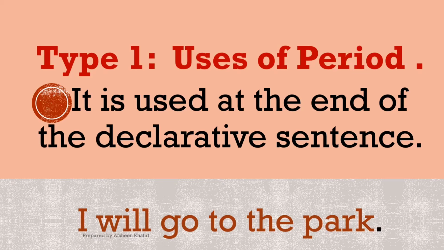Type number 1, uses of period. It is used at the end of the declarative sentences. I will go to the park.